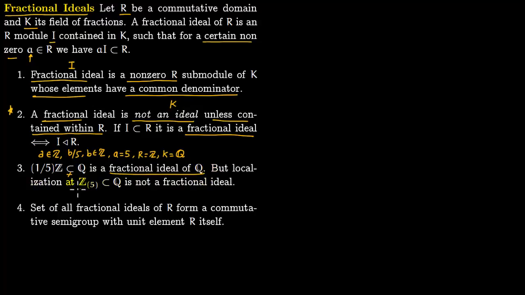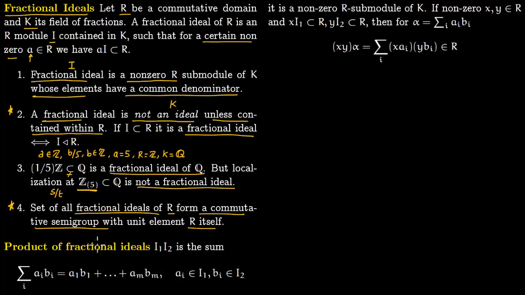But if you consider localization, then this is not a fractional ideal, because in localization you have forms like s over t, where t is not divisible by 5, and then you do not actually have a number which will clear off all these denominators. Remark number 4 is that the set of all fractional ideals of R forms a commutative semigroup with the unit element R itself. To see this, we have to define the product of fractional ideals, and then it will just pop out.